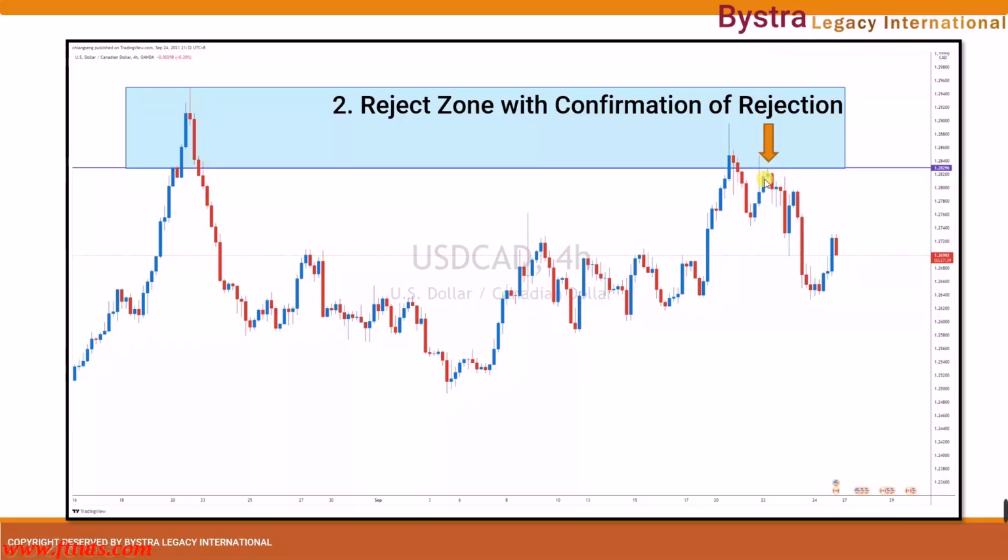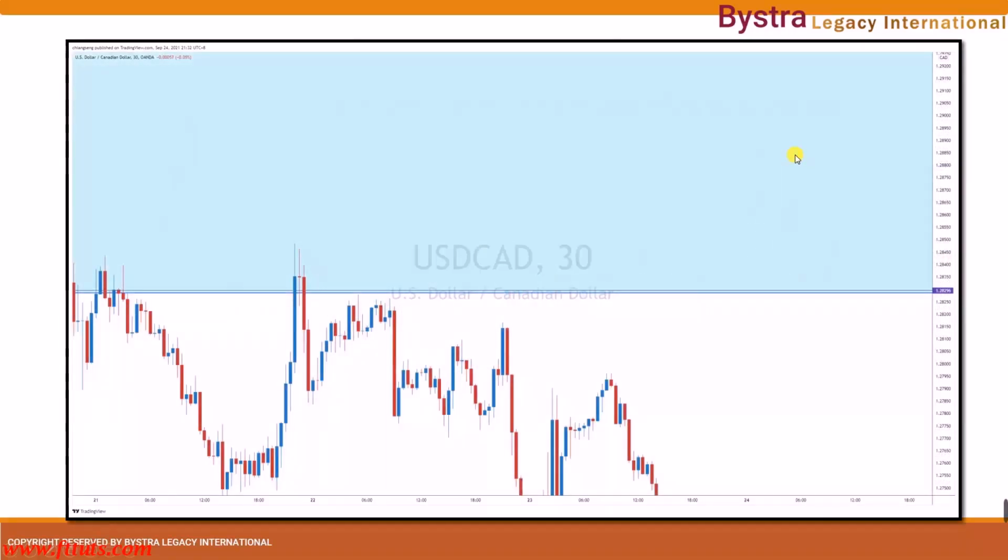Price comes back again, and this time it rejects for the second time. Okay, so how many times does it reject? I'm not too sure, but every time there is a confirmation of rejection, we take it as a sign that the price has rejected the resistance in this zone. Next, we go to the M30 chart. In the M30, we can see there is a setup. So what setup do you guys see here?